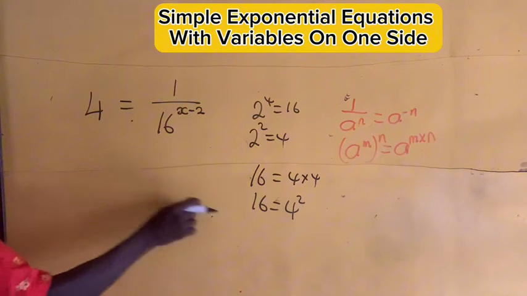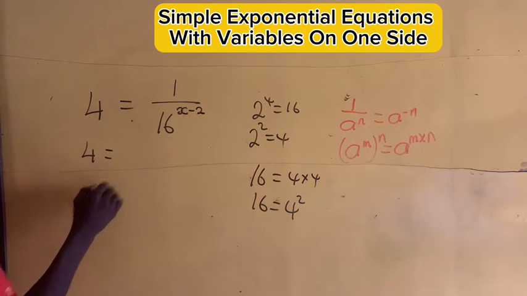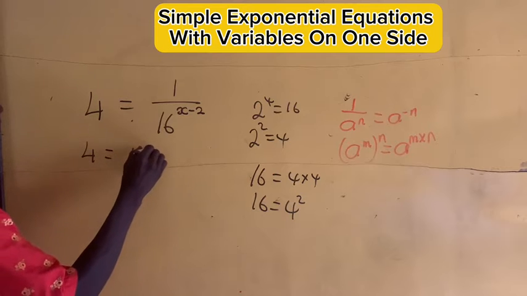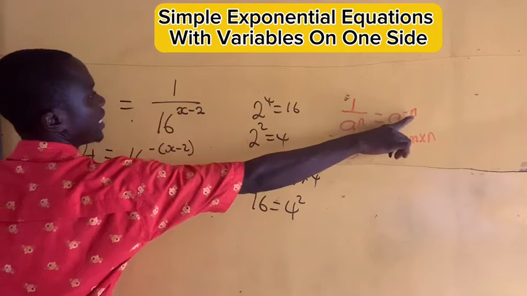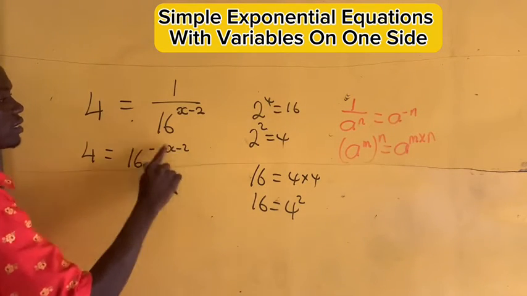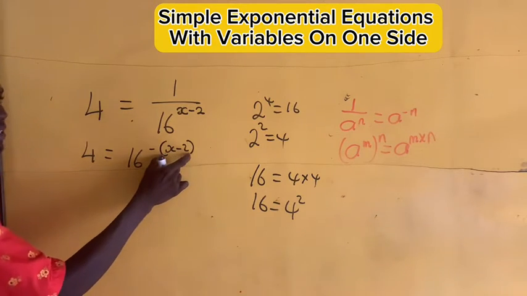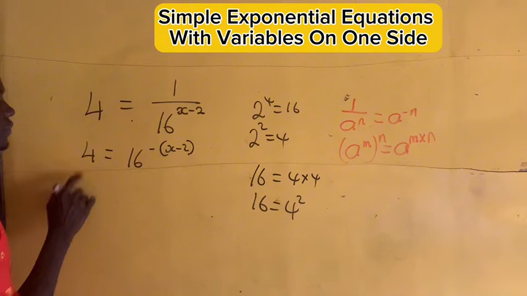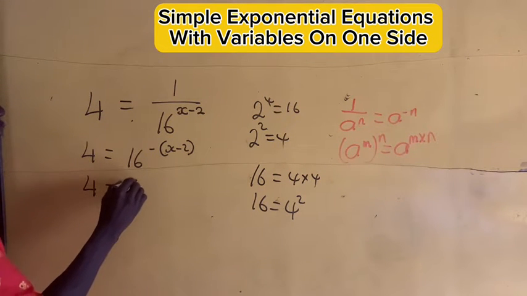So if I want to use this one, then here will be 4 equals 16 power negative x minus 2. Negative n. Here n is x minus 2. So if you do this one, it is wrong. You have to put this in brackets, because this represents n. This gives 4 equals 4 power 2.